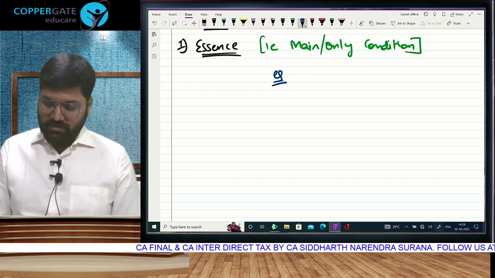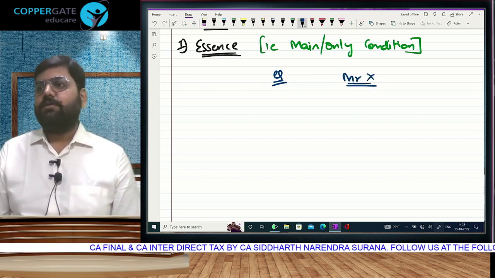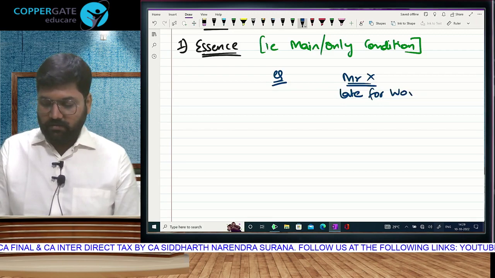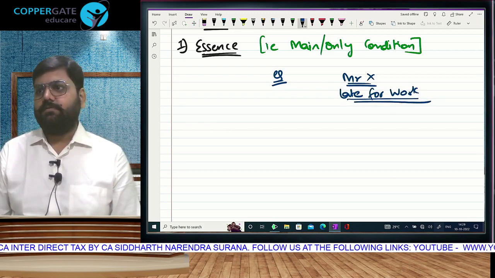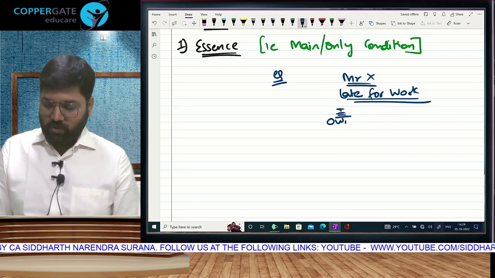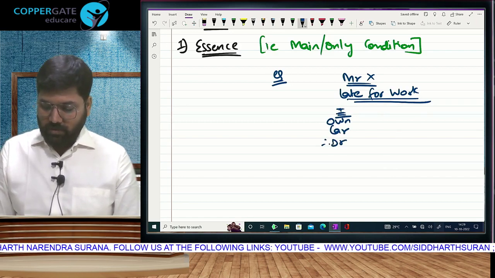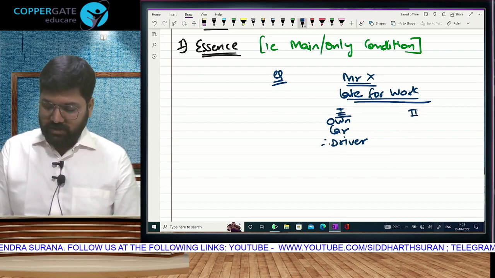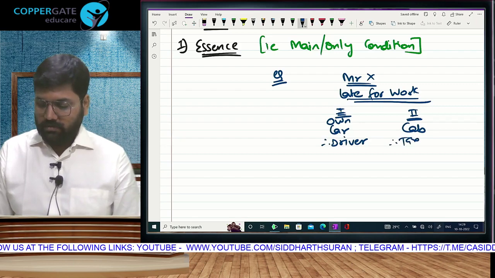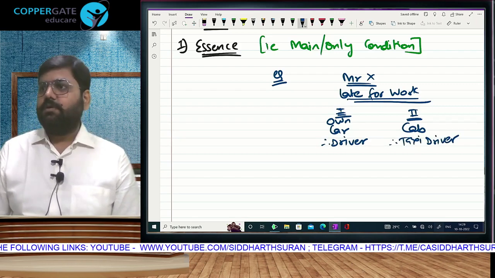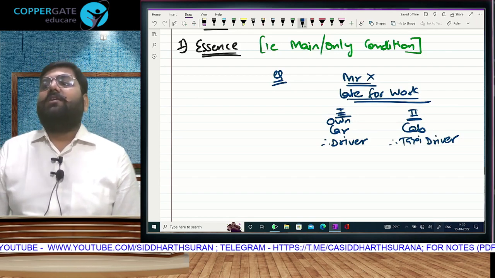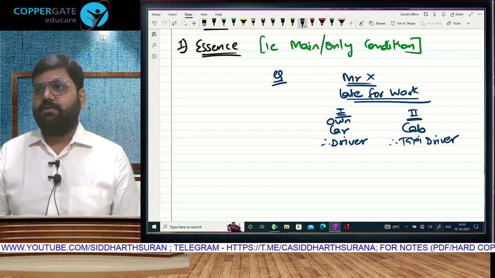Two situations. There is an assessee, a person called Mr. X, and he is getting late for work. Situation one, he is traveling in his own car, therefore it's his own driver. Situation two, he is traveling by cab, taxi, and therefore a taxi driver. You are able to relate to this? Yes, sir. Suits you now? In both situations you are getting late, really late. Chances are that you will be fired now.